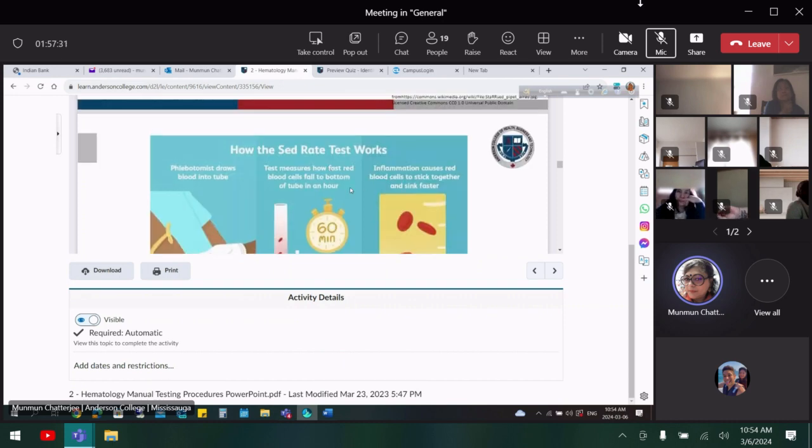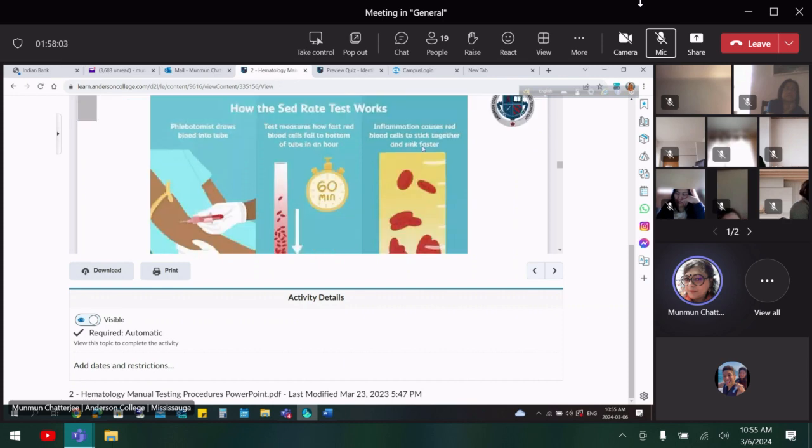The phlebotomist draws the blood in the tube, and the test measures how fast red blood cells fall to the bottom of the tube in an hour. That is called the sedimentation rate. Microhematocrit is the red cell packed volume, and ESR is how fast the blood cells can settle at the bottom of the tube in an hour. That is called the rate. Sedimentation means how it can sediment.